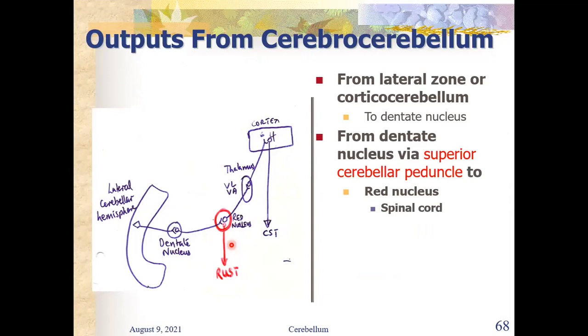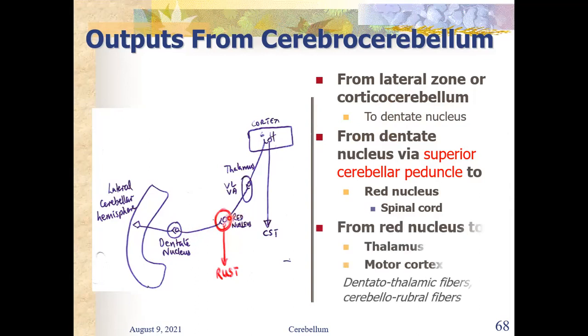So still on the output from the cerebellum, we have output from the lateral zone of the cortical cerebellum. We also have outputs from there, as well as inputs. So since we are concerned with the output, we see the flow of the output from the cerebellum. From the cortical cerebellum to the dentate nucleus. Remember, the dentate nucleus is also part of the deep cerebellar nuclei. From the dentate nucleus, there's a connection to the red nucleus, via the superior cerebellar peduncle, and then to the spinal cord.